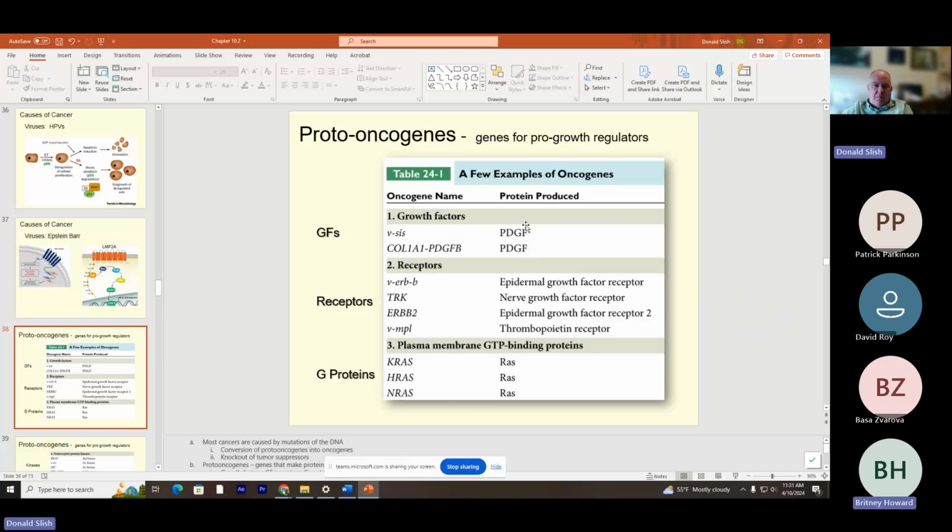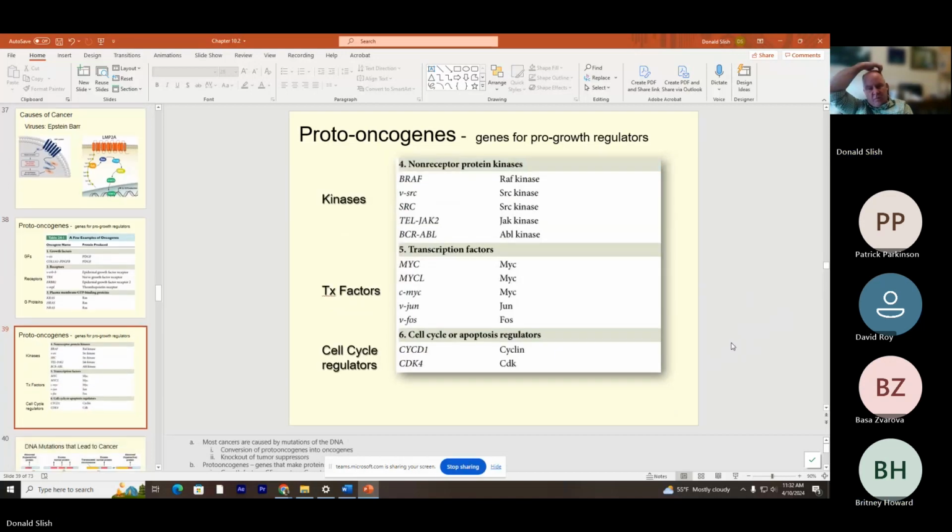And this could be anything from a growth factor, which is being released and causing autocrine stimulation, growth factor receptor, RAS, G proteins, kinases, transcription factors, IEGs and DEGs. Oh, here's our DEGs down here. These are IEGs. So our pro-growth regulators there. So any of these that have become out of control, they can be carcinogenic.